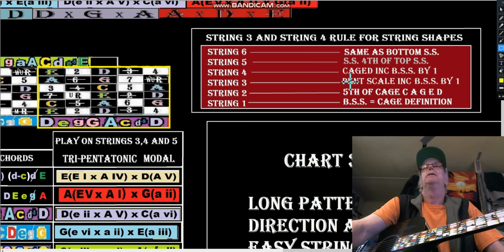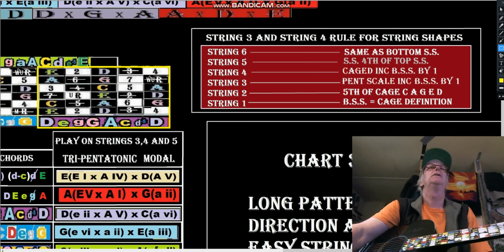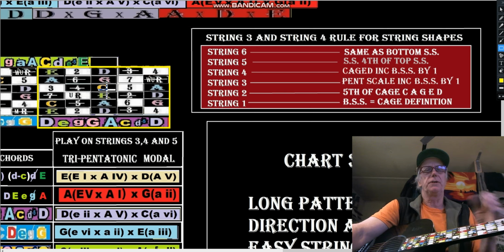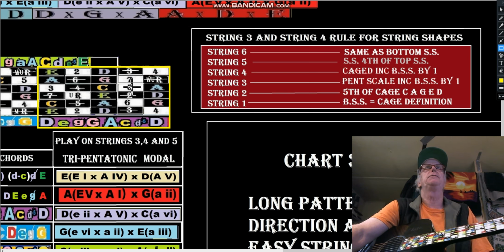But anyway, string 3 is going to be the pentatonic scale increase of the bass string. So with the D here, 2, 3, 4, string 3 is going to be the E string shape because D goes to E in a pentatonic scale. String 5 is going to be the cage increase. In the word CAGED, C-A-G-E-D, start over again, you go back to C, which is 3, 4, 5 there. Okay, so that's how that works in the D box.